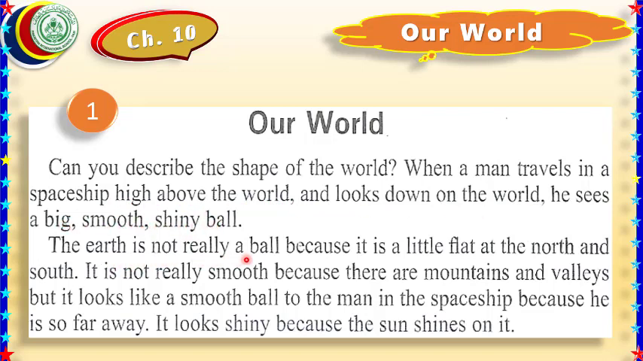The earth is not really a ball because it is a little flat at the north and south. It is not really smooth because there are mountains and valleys. But it looks like a smooth ball to the man in the spaceship because he is so far away. It looks shiny because the sun shines on it.